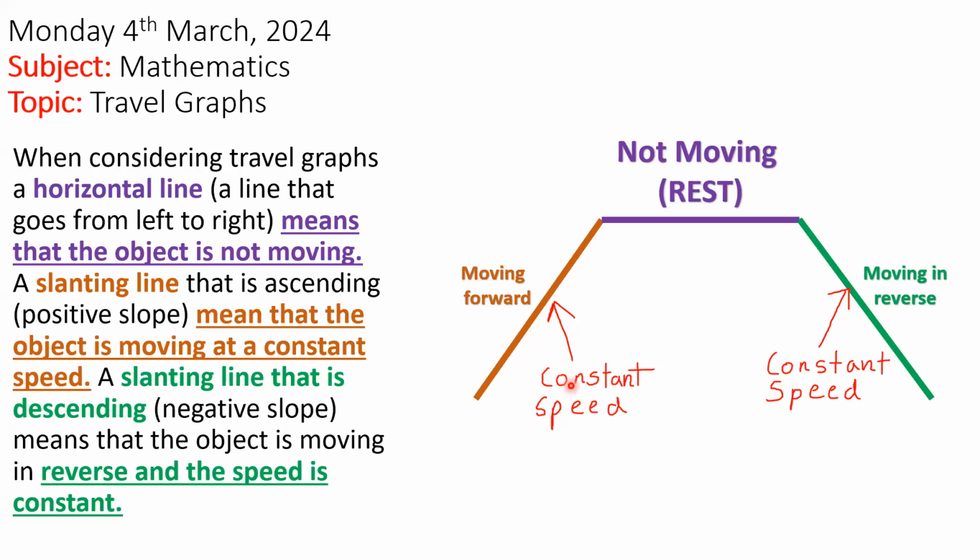The line going up, it's moving forward. The line is horizontal, it's resting. The line is moving down, it's in reverse. What's so odd about that?